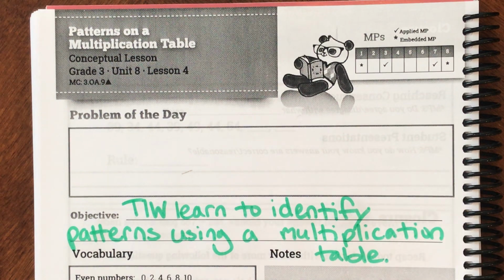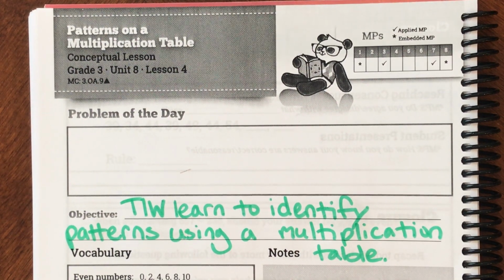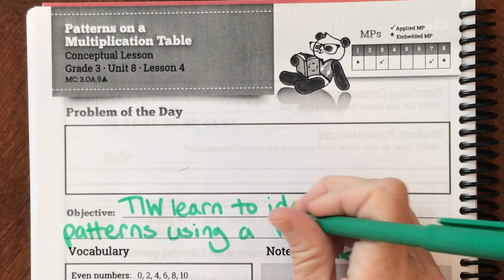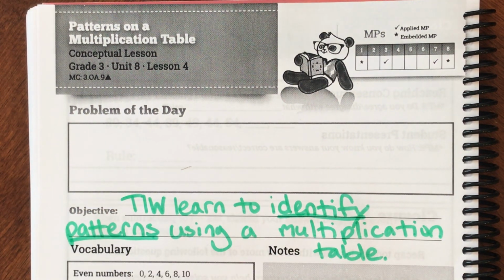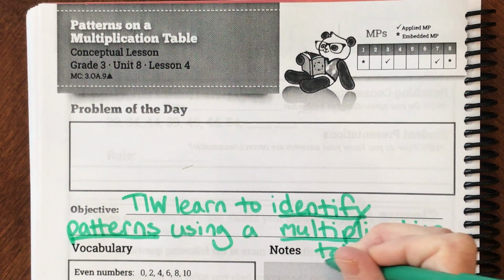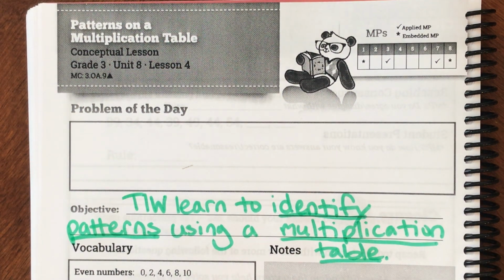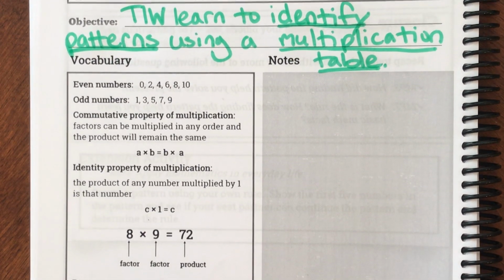Okay, I know that's quite long, so I'll give you some time to catch it up. But what we're going to do today is identify patterns, and the tool that we're going to use to help us is a multiplication table. So that's our goal, to use this multiplication table and find some patterns with it. Okay, let's look at our vocabulary.